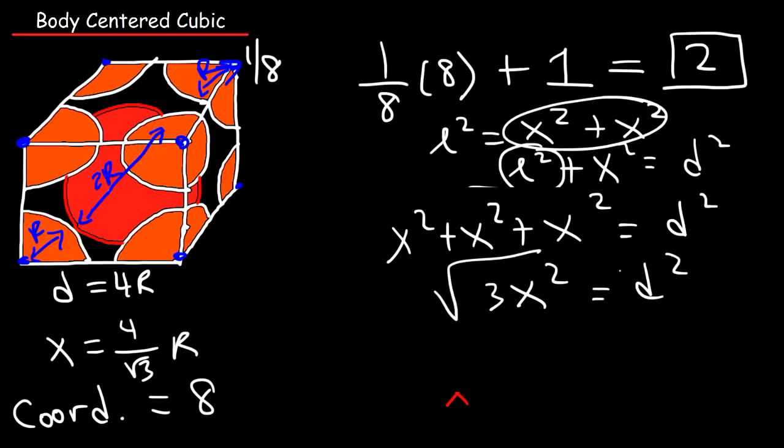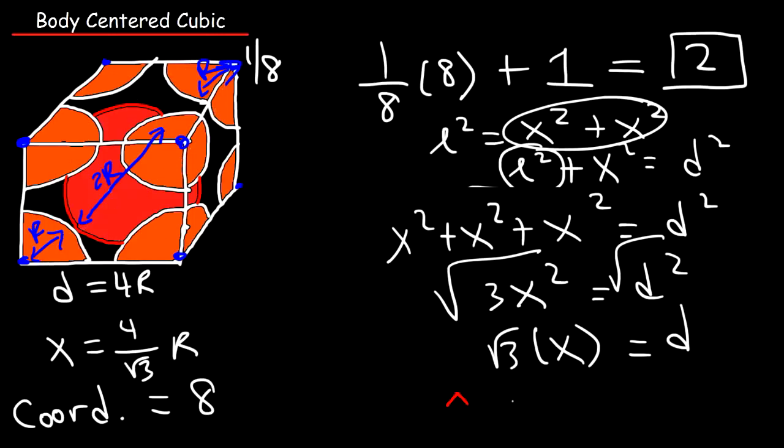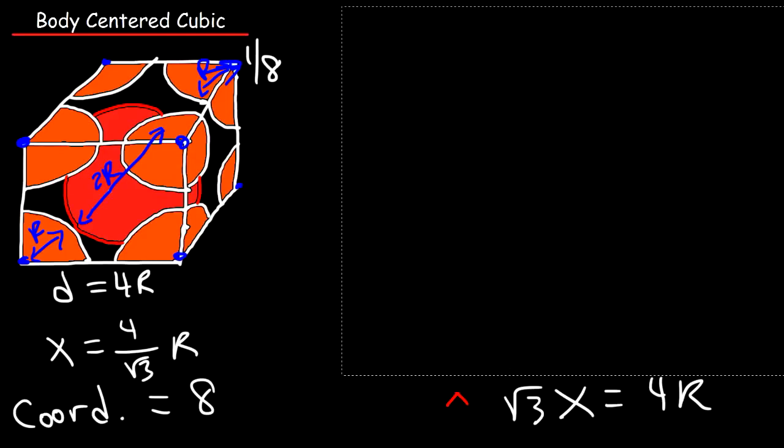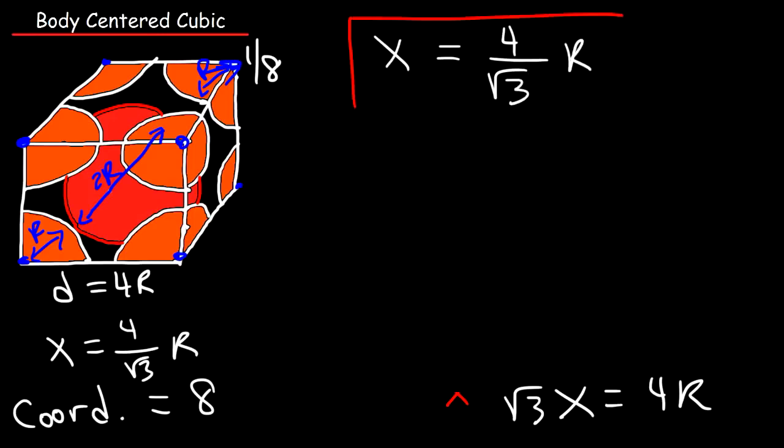Now if we take the square root of both sides, the square root of 3 times the edge length x is equal to the length of the diagonal. And the length of the longest diagonal, we can see, is 4r. So root 3 x is equal to 4r. Solving for x, we need to divide both sides by the square root of 3. And so the edge length is 4 over root 3 times r. So that's how you can relate the edge length to the atomic radius of the atoms in the body-centered cubic structure.